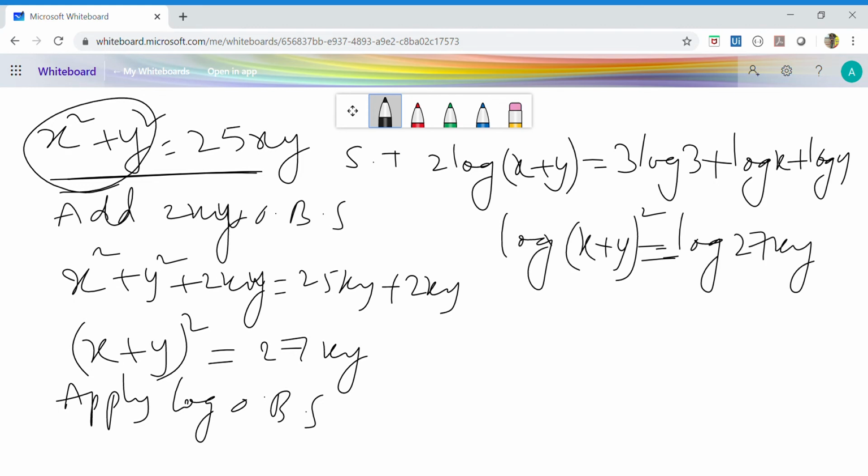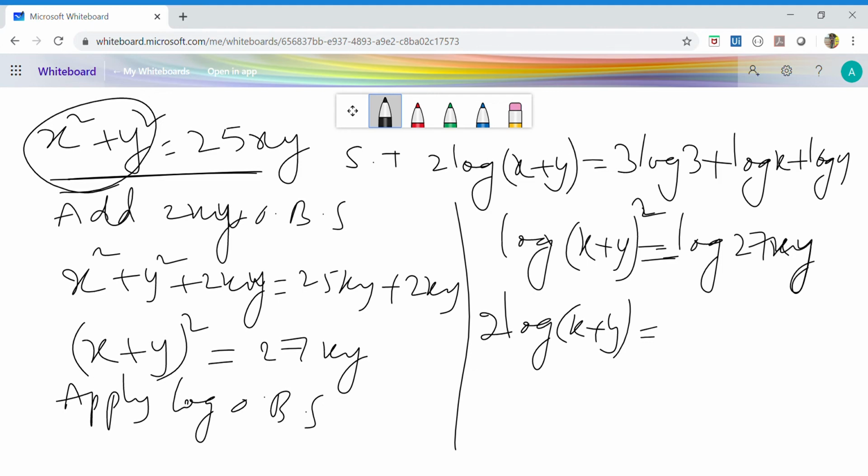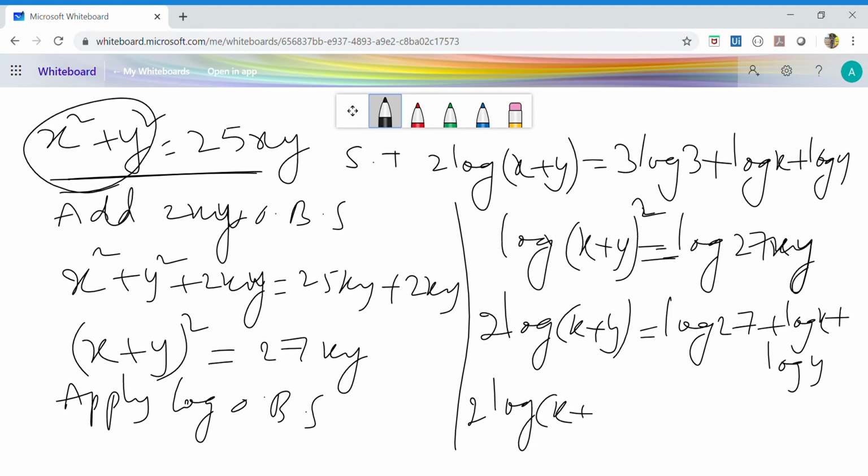Now apply the laws of logarithms. Log a power m is equal to m log a. So LHS becomes 2 log of (x plus y). In the RHS it is 27xy, which means 27 into x into y. So log abc formula is log a plus log b plus log c. So log 27 plus log x plus log y. And the LHS is 2 log of (x plus y).